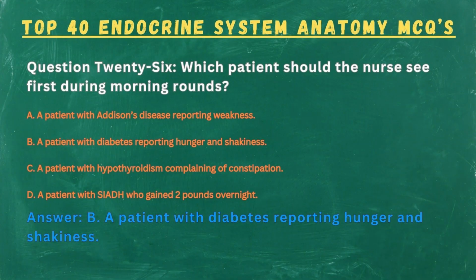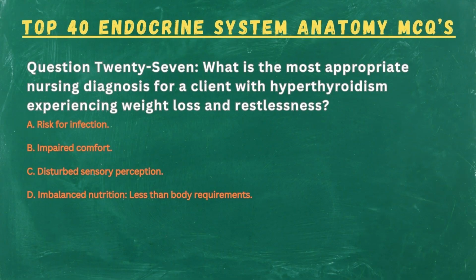Answer: B. A patient with diabetes reporting hunger and shakiness. Question 27. What is the most appropriate nursing diagnosis for a client with hyperthyroidism experiencing weight loss and restlessness? A. Risk for infection. B. Impaired comfort. C. Disturbed sensory perception. D. Imbalanced nutrition, less than body requirements.